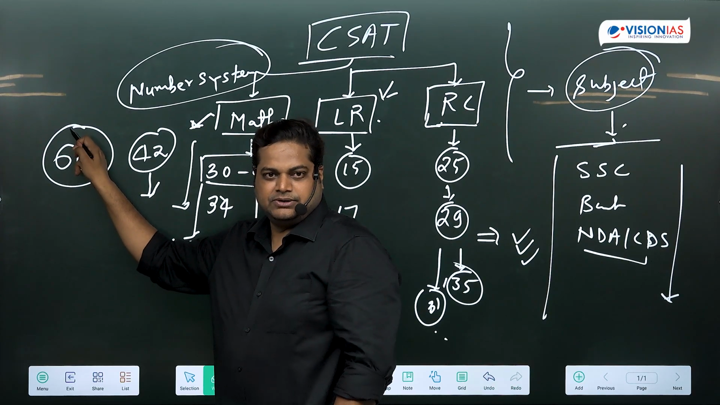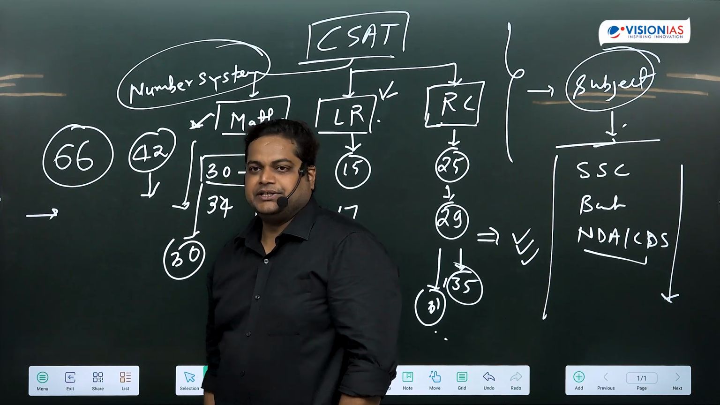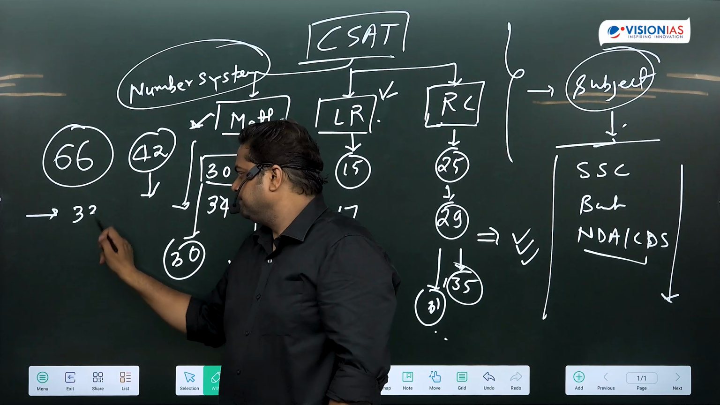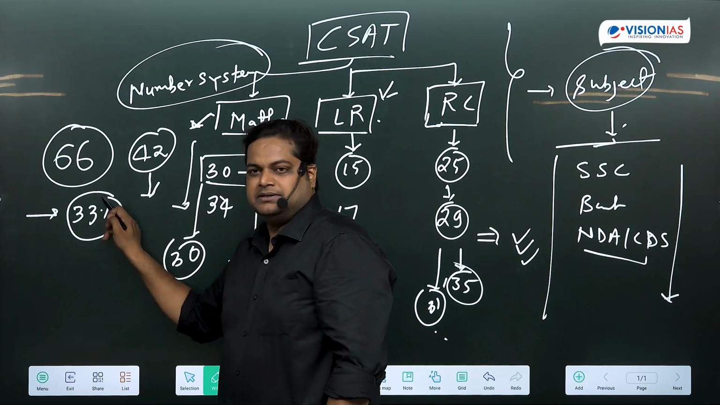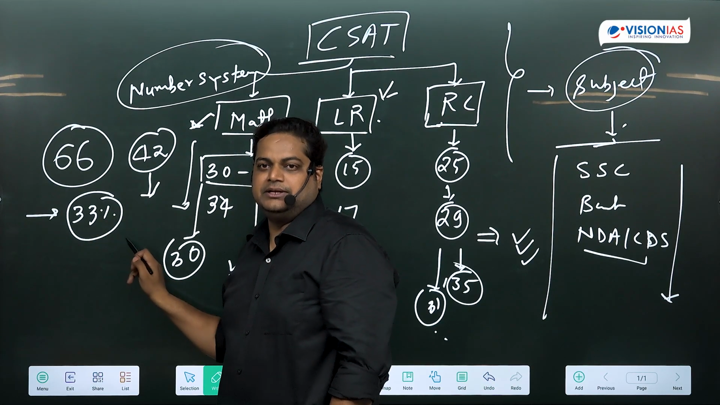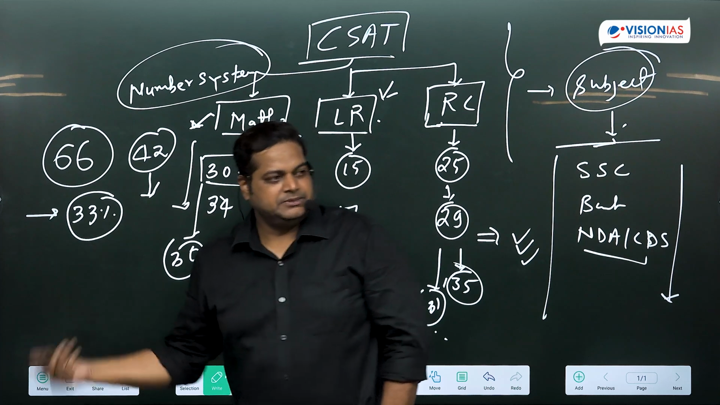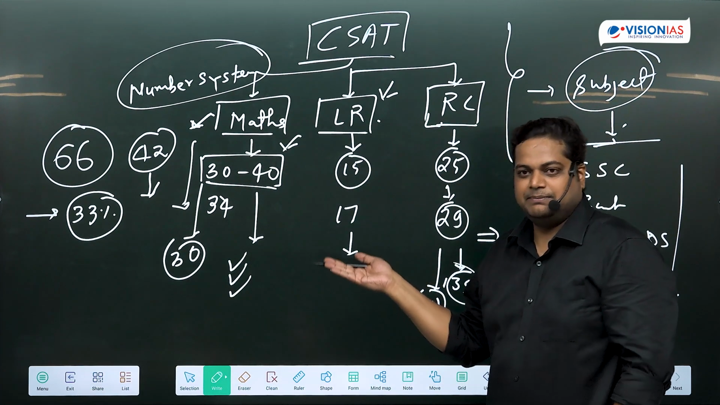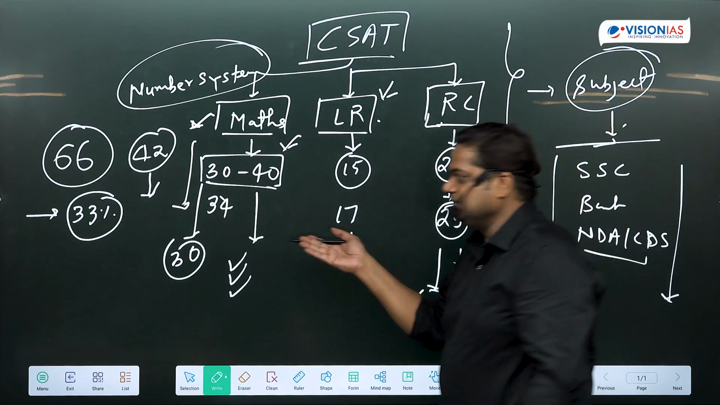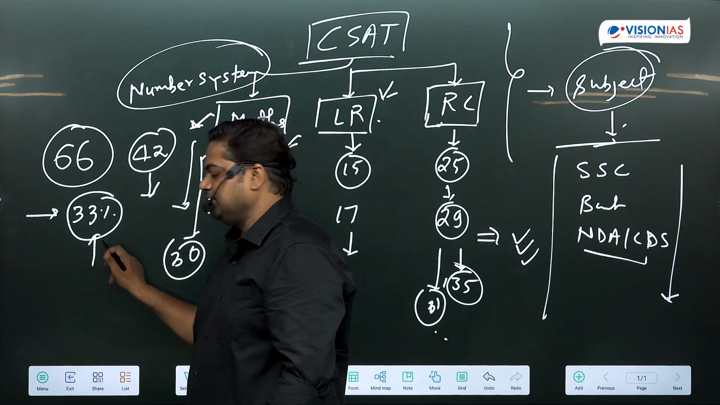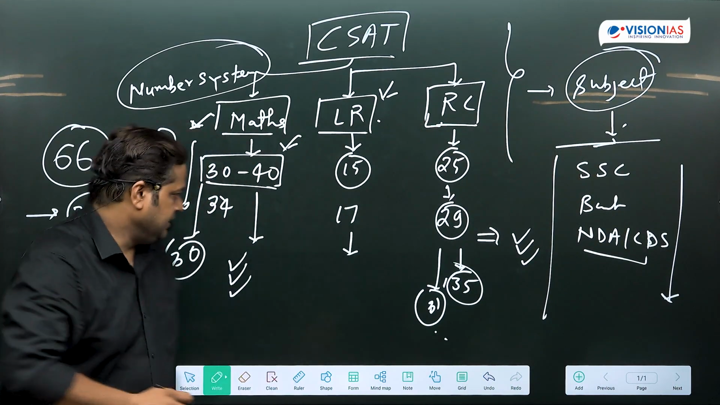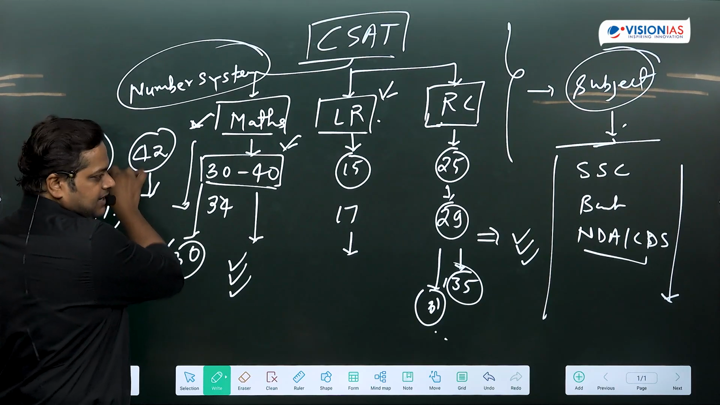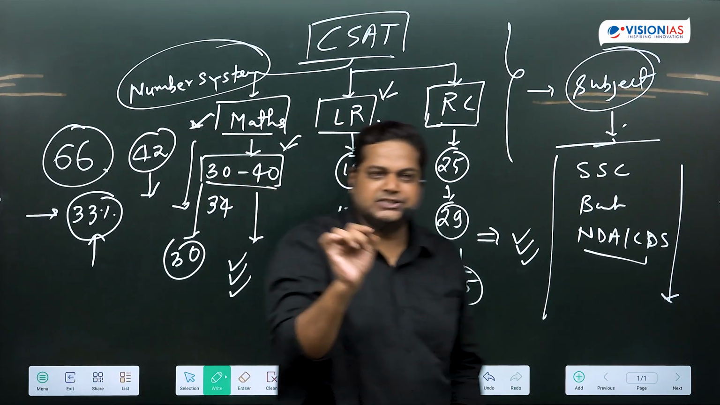66 marks, because in the notification it is written 33%. It is not written 33.33. It is 33%. That means we need to have 66 marks. So there also we have applied the CSAT. You need to see what marks we can get to qualify. So roughly for getting 66 marks, how many questions do we need to get correct?